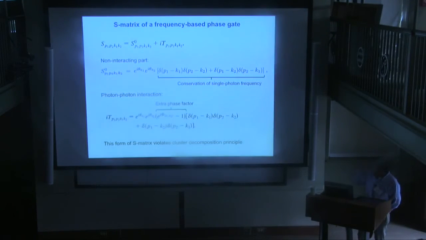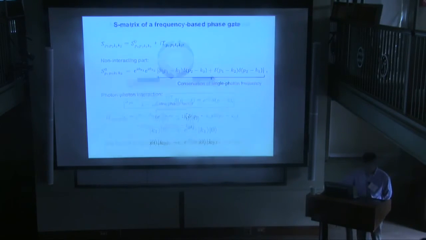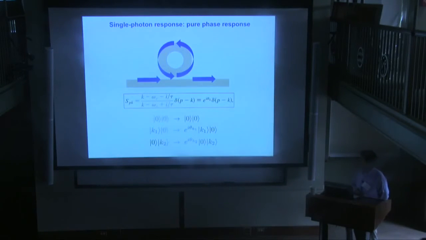In other words, if you were having a frequency-based phase gate, you would have a T matrix that looks like this, being the actual phase factor, but with the single photon energy being preserved. This, of course, is something that you should not be able to do, at least in these local systems. Now, I've shown this example a number of times, and I showed you the last time. So, for example, naively, you might say, well, a waveguide coupled to a ring cavity gives you a pure phase response. So, in fact, you can see that each individual frequency acquires a frequency-dependent phase shift.